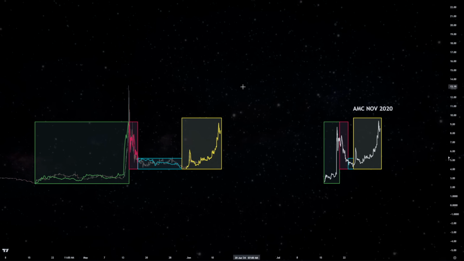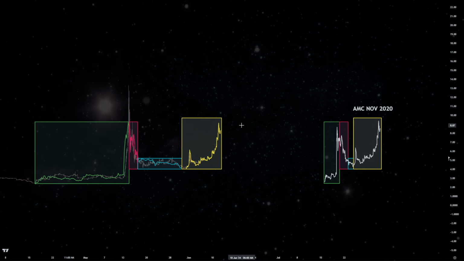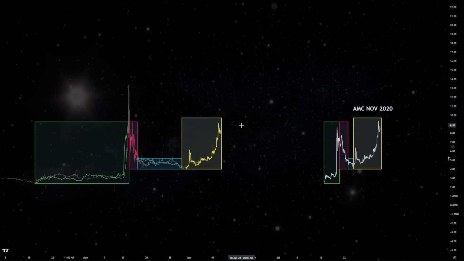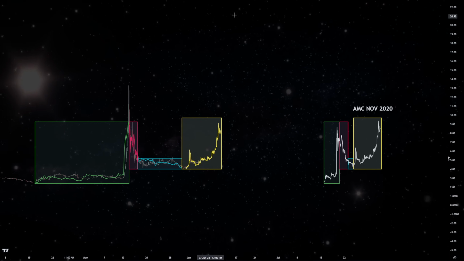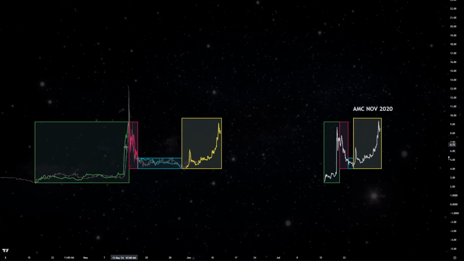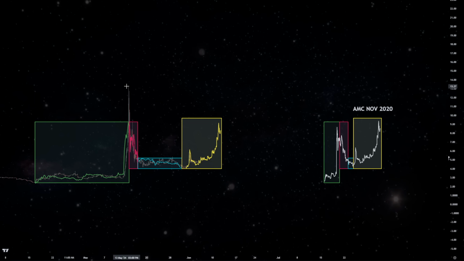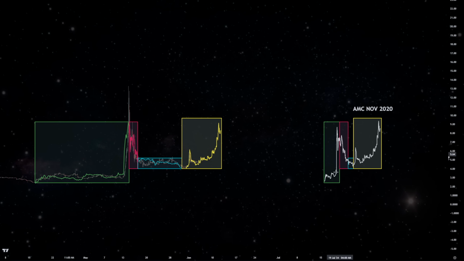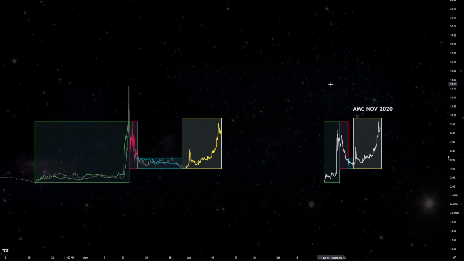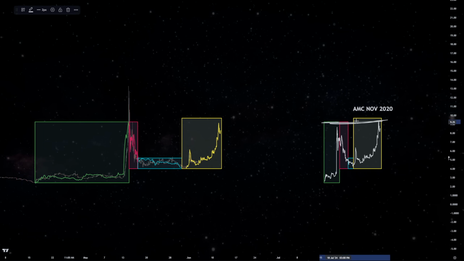This is where we understand how theta works in the option market, which is a tool these hedge funds use to hedge their over leveraged positions. The option chain is huge, so it kind of makes sense, right? The price pumps 400%. In November 2020, it only pumped 100%. Price comes down, and then it comes back up to reach those highs.